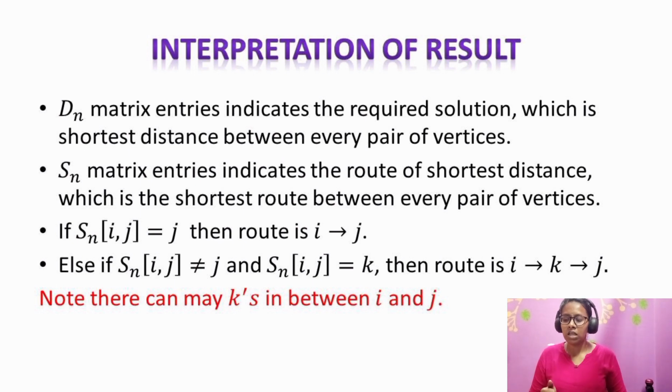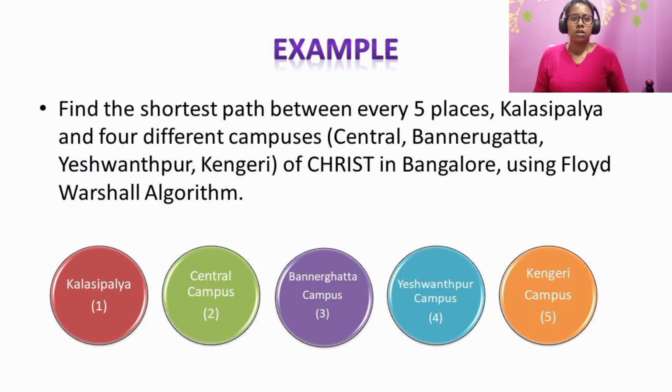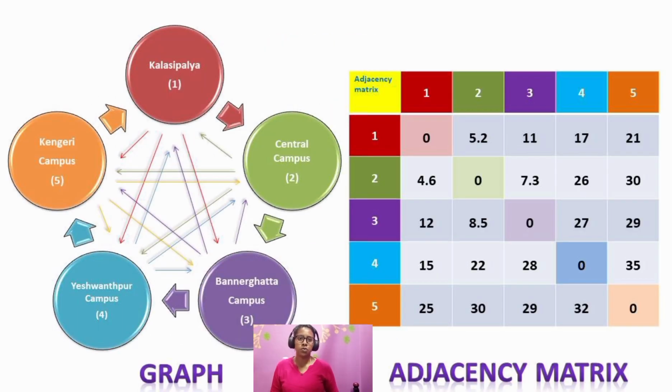Okay. Let's take a real life example and start. The example I've considered is, find the shortest path between five places, Kalasipalya and four different campuses of Christ in Bangalore, using Floyd Warshall algorithm. So Kalasipalya, Central Campus, Bannerghatta Campus, Yeshwanthpur Campus and Kengeri Campus are the places that we are looking at for the shortest paths. I have collected the data using Google Maps.